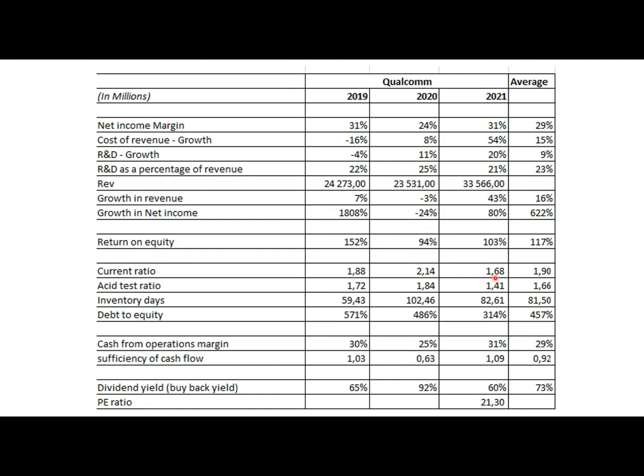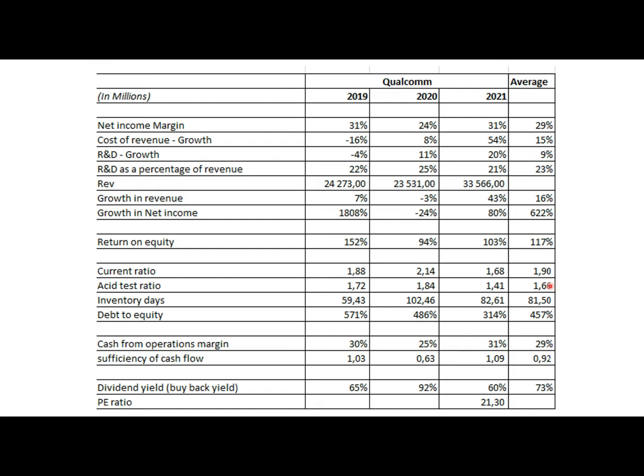Asset test ratio, same as the current ratio. Below industry average, the industry average of the asset test ratio is at 1.88. You can see Qualcomm is at 1.66. So underperformed the industry average, depreciated a bit, but it's still not at a point that highlights an increase in liquidity risk. Both ratios are still at a level that one can consider this balance sheet significantly liquid.